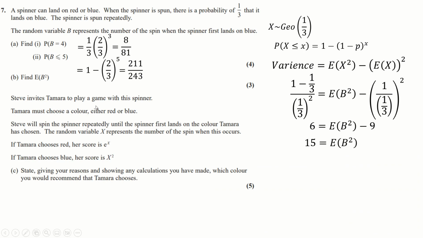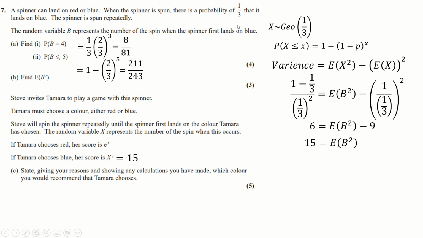Tamara can play the game. She can choose either red or blue. If she chooses blue, her score is x squared. Now, we already know the expected value of x squared or b squared. If you choose blue, it's 15. So we already know that bit. We know her expected score here is 15. Now, what about if she chooses red?